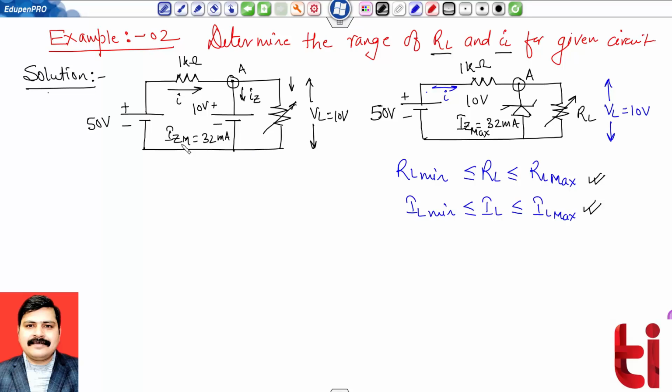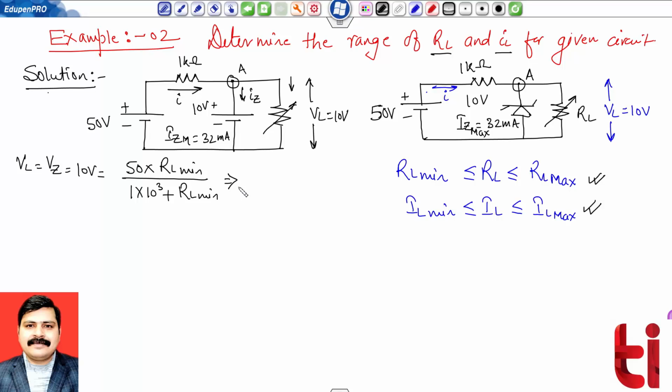Okay, so let us first calculate the value of RL min. Similar to the practice as we have discussed in the theory, RL min is the minimum value of load resistance which ensures that my Zener diode is on. So we can derive it from the voltage division rule. That is, my VL will be equal to VZ, which is nothing but 10 volts, and this will be equal to 50 multiplied by this load resistance, RL min, divided by 1 into 10 raised to power 3 plus RL min.